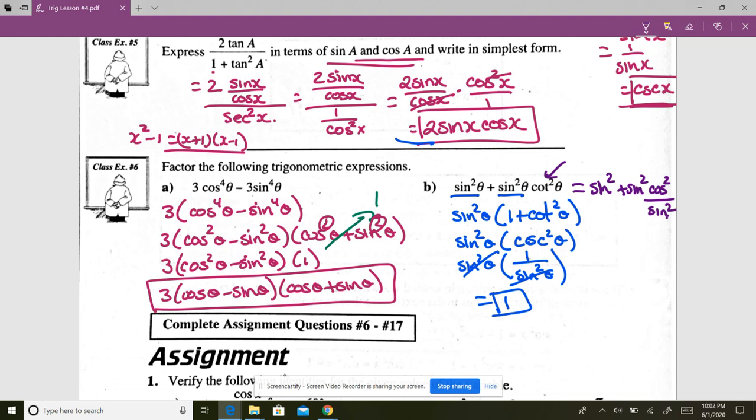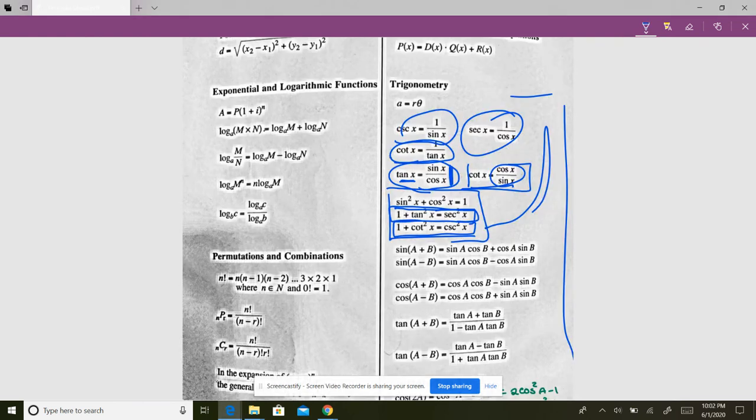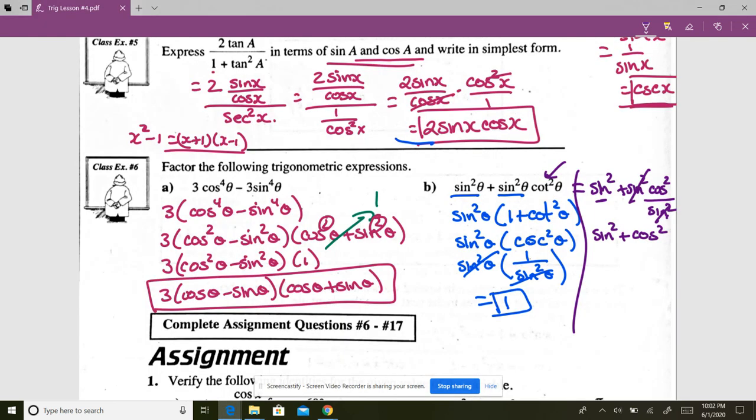Sine squared over sine squared cancel each other out. So I'm left with sine squared, this guy, plus cos squared. Sine squared plus cos squared is equal to 1. I don't care how you do it, people.